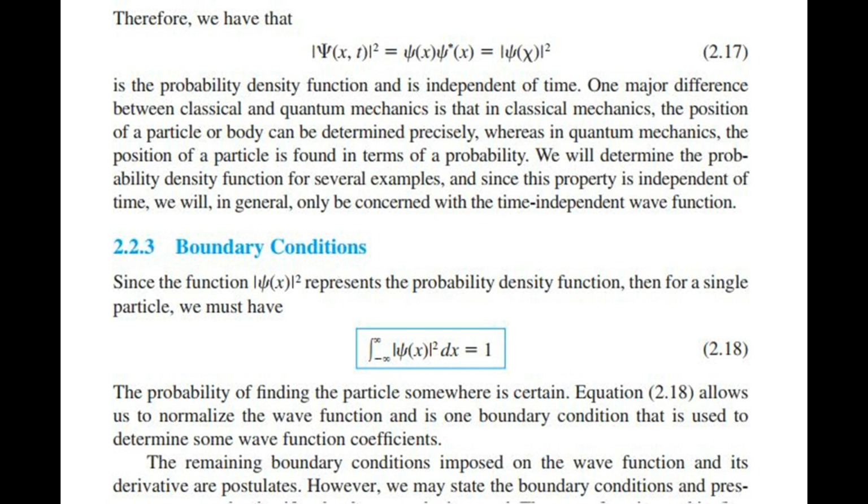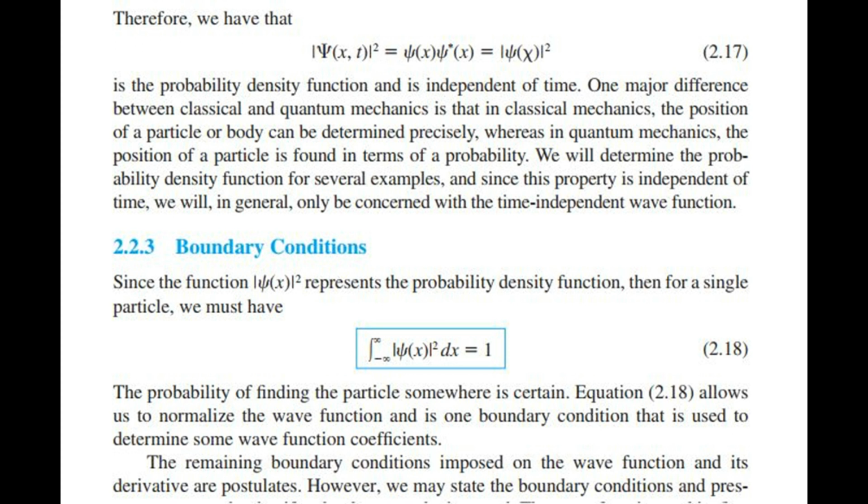One major difference between classical and quantum mechanics is that in classical mechanics, the position of a particle or body can be determined precisely, whereas in quantum mechanics, the position of a particle is found in terms of a probability. We will determine the probability density function for several examples, and since this property is independent of time, we will, in general, only be concerned with the time-independent wave function.